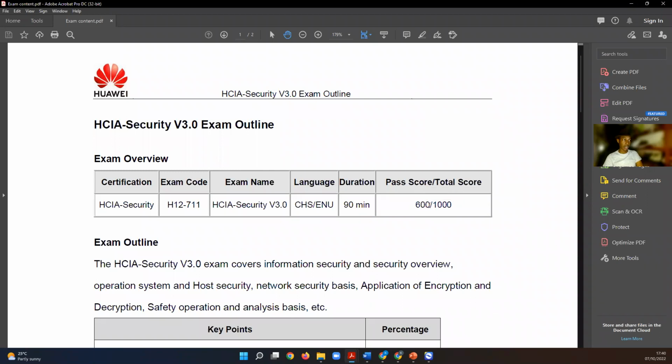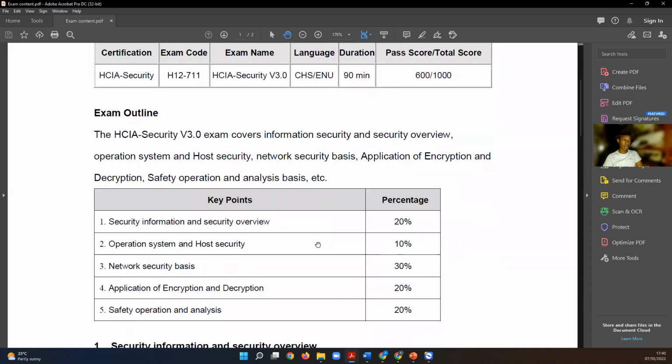Others usually have it at around 700 or 800 over 1,000. You should always note that sometimes there might be some questions that are not scored, but are there so that they can test whether they can be put in an exam scenario, but you'll not know which ones are not scored. Then in terms of the percentages, you can know where to put more effort.